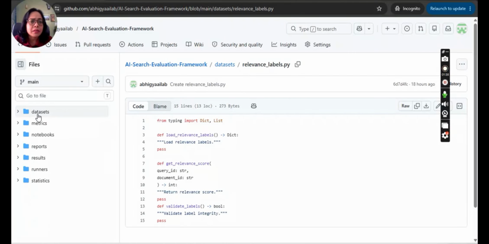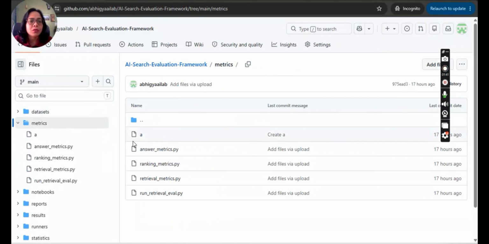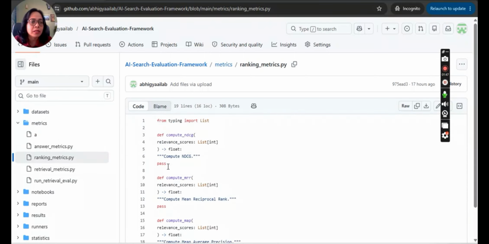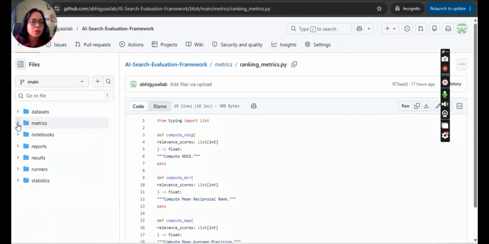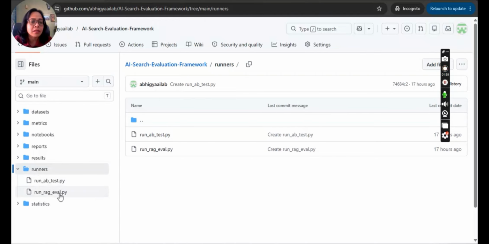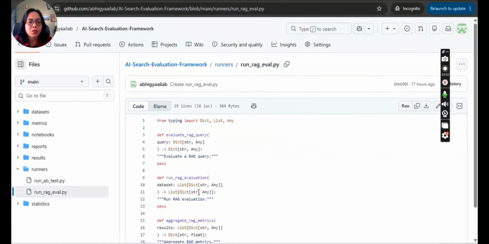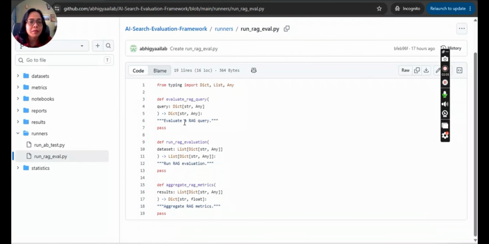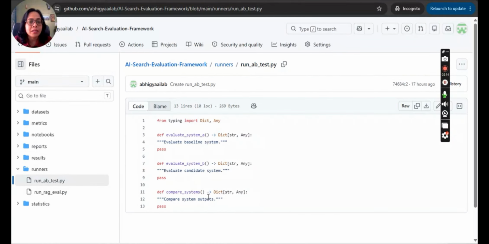After this it moves to the metrics, where we calculate various types of answer metrics and ranking metrics, and inside this metrics, before that we need to go to runners. Yes, inside runners we have run_rag_eval: evaluate the RAG queries, run RAG evaluation, aggregate RAG metrics. So these come for RAG under the runners folder. And then run A/B testing, that is evaluate system. A/B testing means two systems, system A and system B. Evaluate the baseline system, these are there.